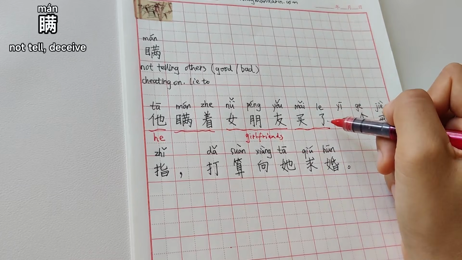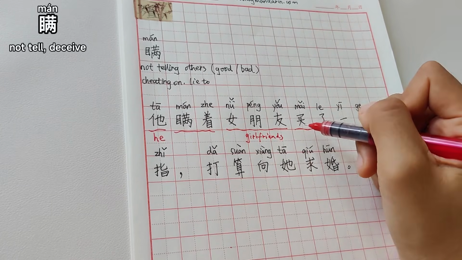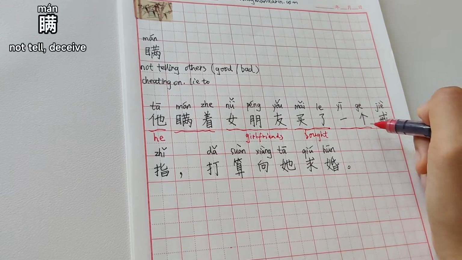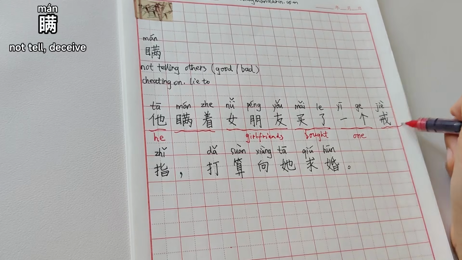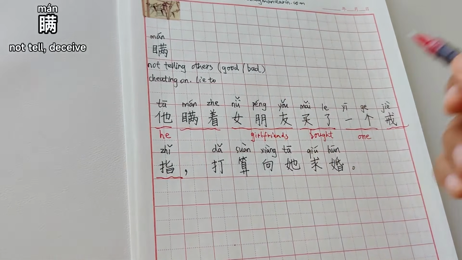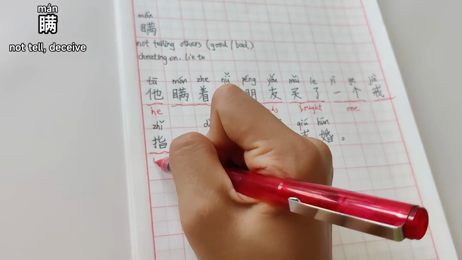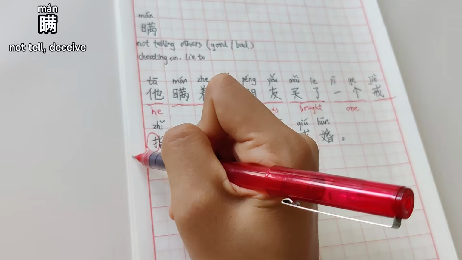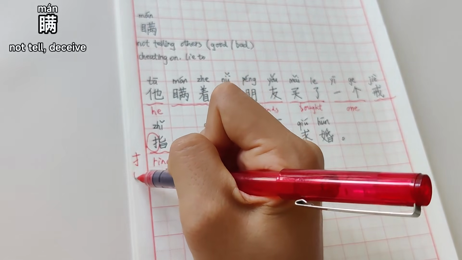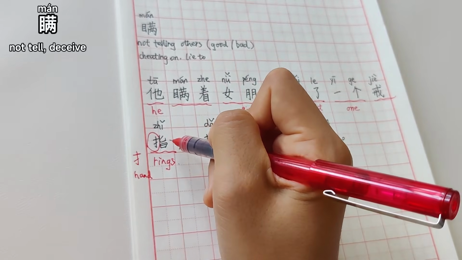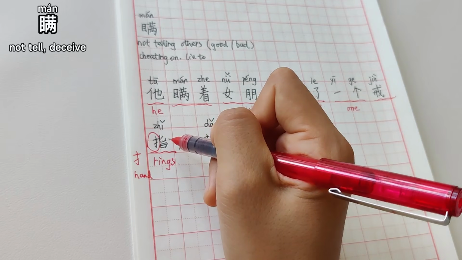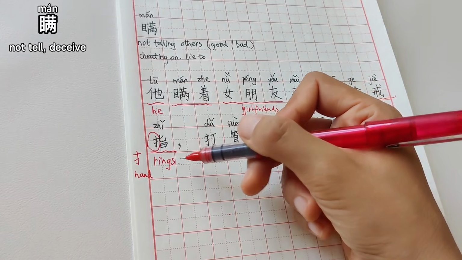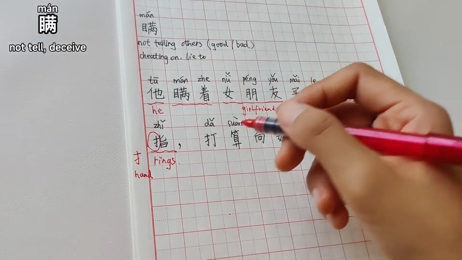买了, 了 is the past tense marker. 买了 is bought. 一个 one. 戒指 is the rings. You can see we have a hand radical here. And the 指 itself means fingers. But 戒指 is the rings, because you put your rings on the fingers.